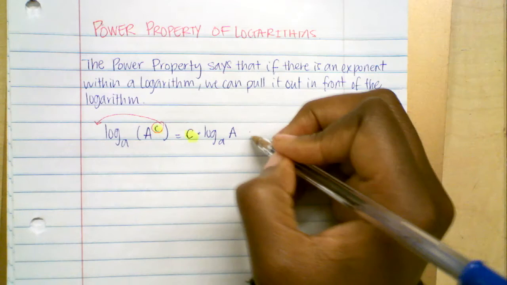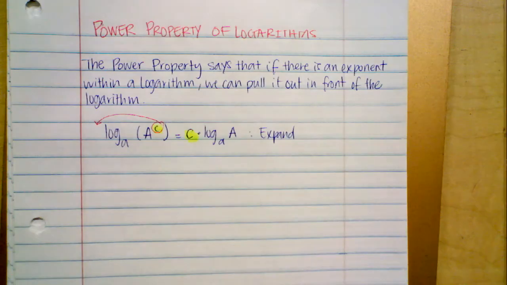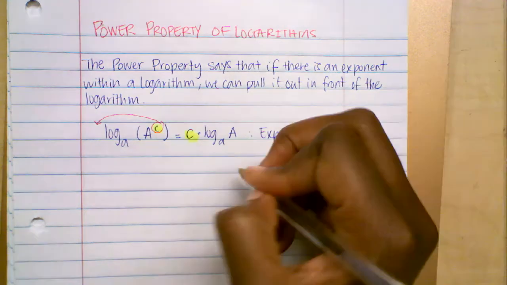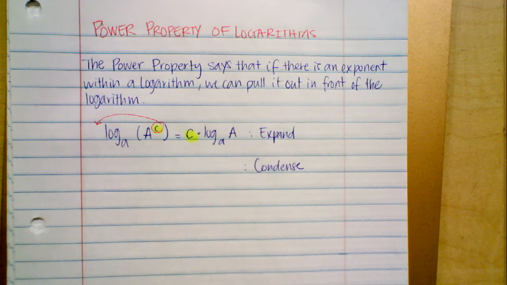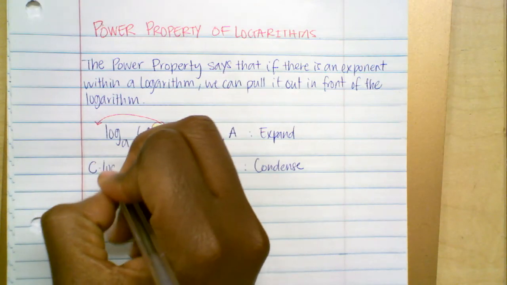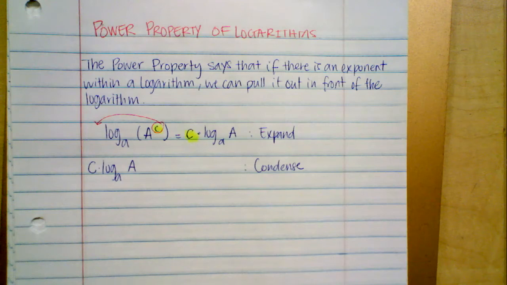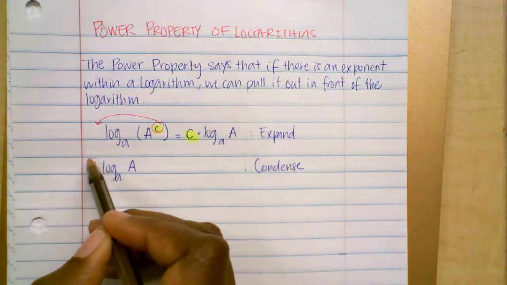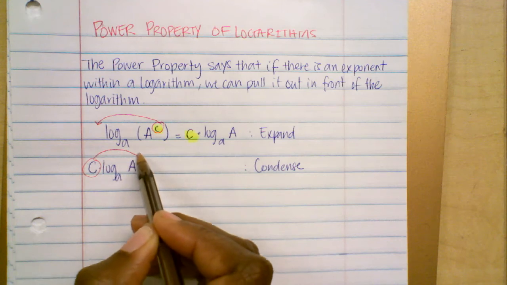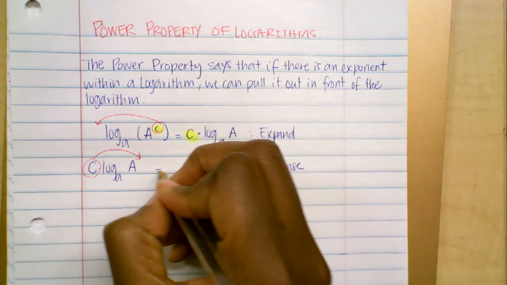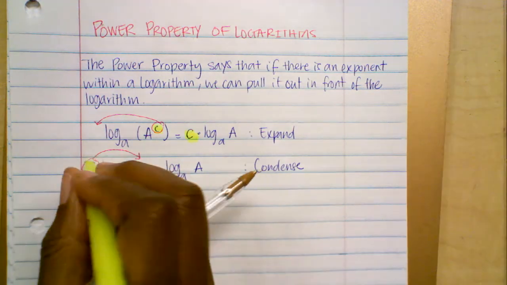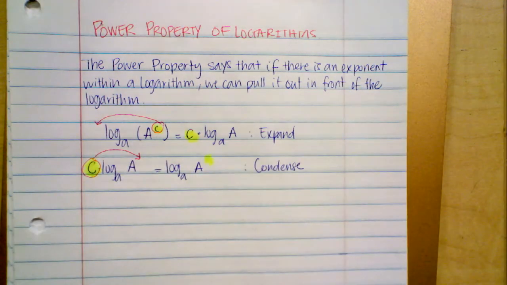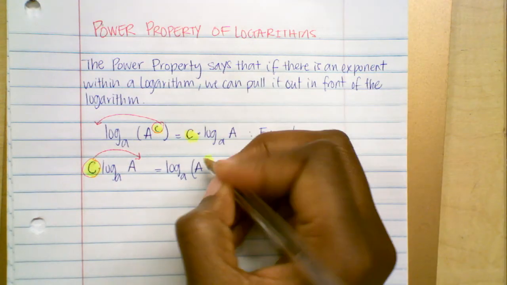So this is called the expansion format. Now we can go and do the condensed format. We can condense. To condense, you start with C times log base A of uppercase A. So how would you condense it? You're going backward. If you see a number in front of a log, you take that number and write it as an exponent within the log. So now it's going to be log base A of A to the power of C.